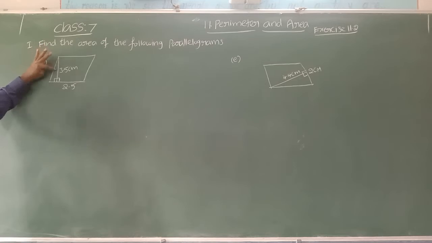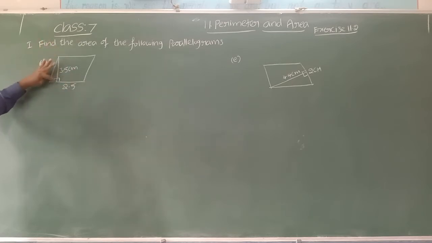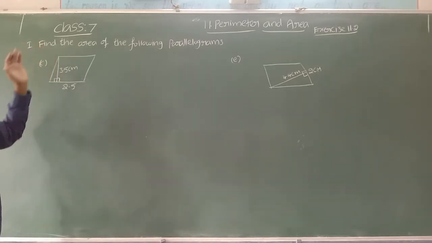Sorry, height is nothing but the line segment drawn from a vertex to its opposite side, and which makes a right angle on the opposite side, is called height. Base is nothing but a side of the parallelogram on which the perpendicular is drawn. This is one of the sides of the parallelogram. On this side of the parallelogram, this perpendicular is drawn. Because of that, this side of the parallelogram we consider as a base, and this will be the height.